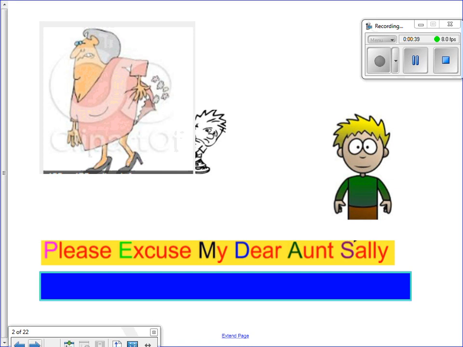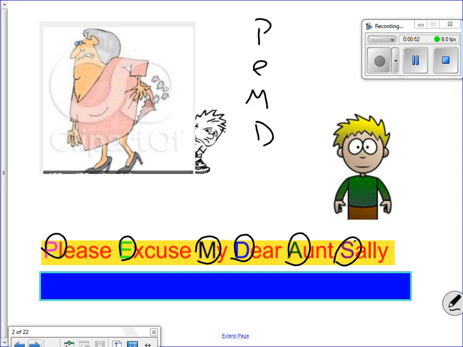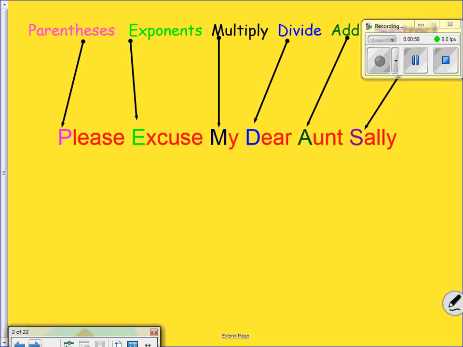And the reason why we're doing this is we're going to be looking at the P, the E, the M, the D, the A, and the S. Another way that's written is PEMDAS. Another way to remember it: Please excuse my dear Aunt Sally. PEMDAS. And each one of these represents something, okay? Let's take a look at these.